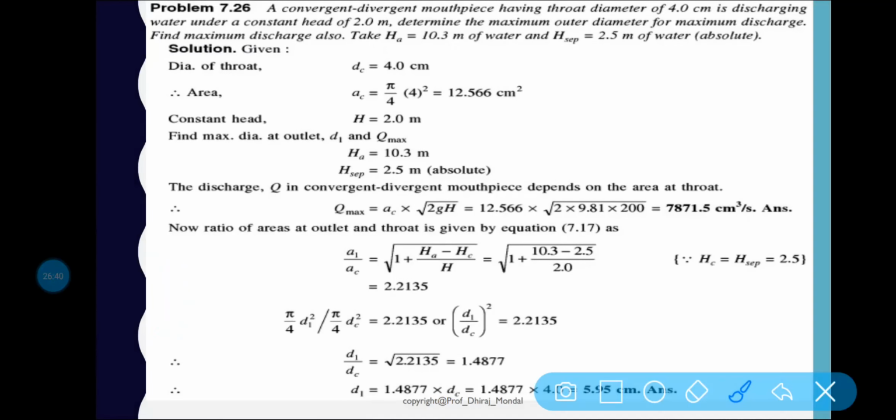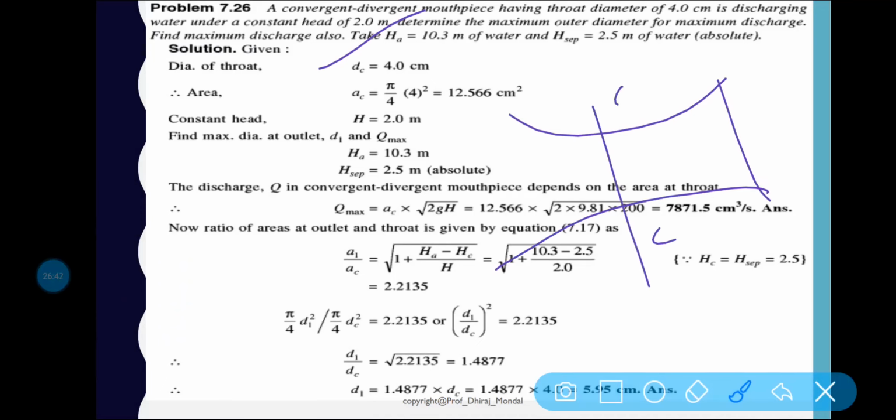Okay, now DC, that is at the throat, convergent divergent means like this. So at the throat DC, C point, this is your 3 point, now DC is equal to 4 centimeter given. AC you can find out by pi by 4 d square. Constant height is your 2 meter always. For maximum at outlet D1 and Q max, H is given, H separation is given 2.5 meter absolute. Now you need to find out the discharge.